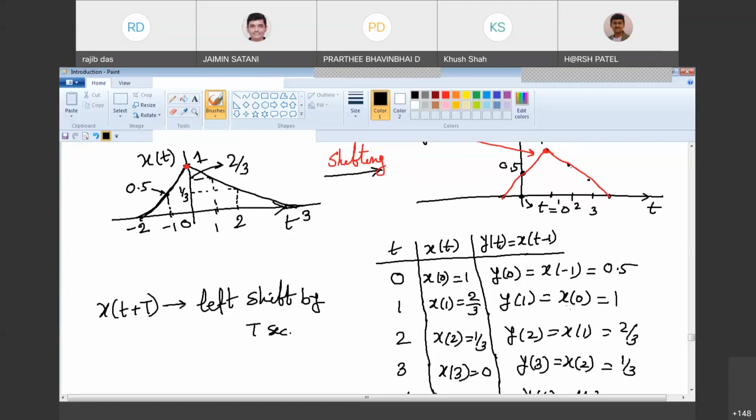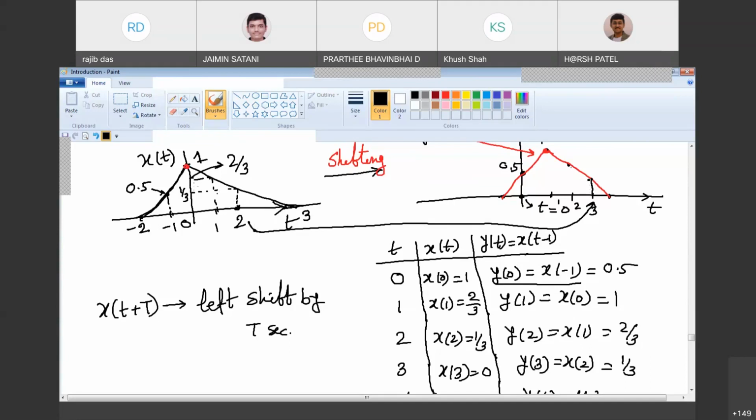So you can notice here, this y of 0 corresponds to x of minus 1. Y of 1 corresponds to x of 0. Y of 2 corresponds to x of 1. So for any higher t value, such as 3, it is x of 2. So whatever signal was there at 2, it is now available at 3 for y. So this point is mapped to this point. Is it right? For t equal to 2, whatever its value was, x of 2, the same thing we get here. This value is x of 2, which is nothing but y of 3.